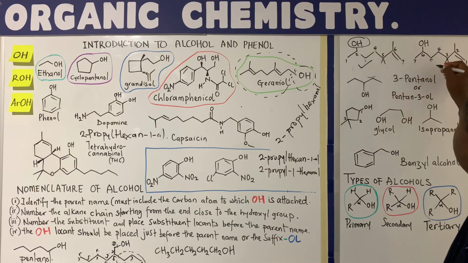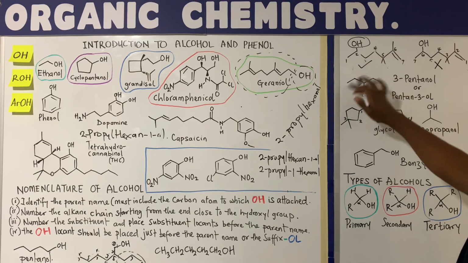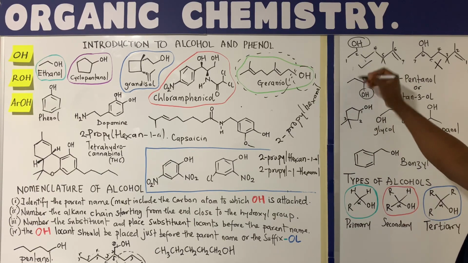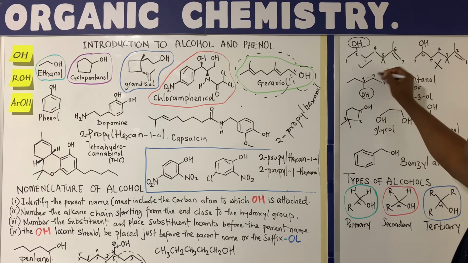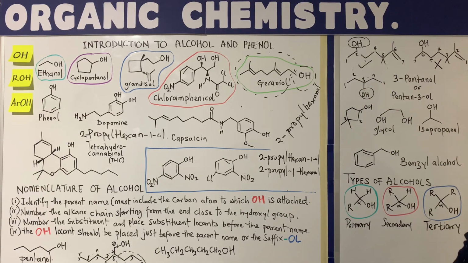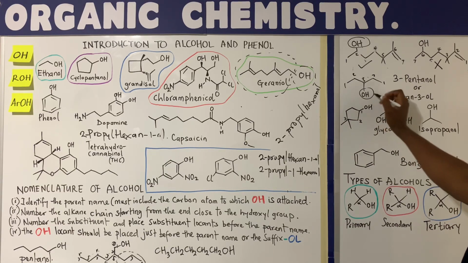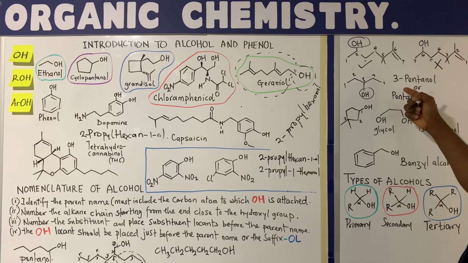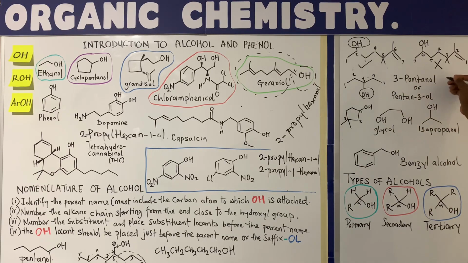We say this is right, this is wrong. If we look at this one, this is actually 3-pentanol, because either way, this hydroxyl group will be on the 3rd carbon atom. 1, 2, 3, 1, 2, 3. So that puts this hydroxyl group on the 3rd carbon atom, and then the name of this compound becomes 3-pentanol, or you say pentane-3-ol. So either of these is right, or we say both of these are right.